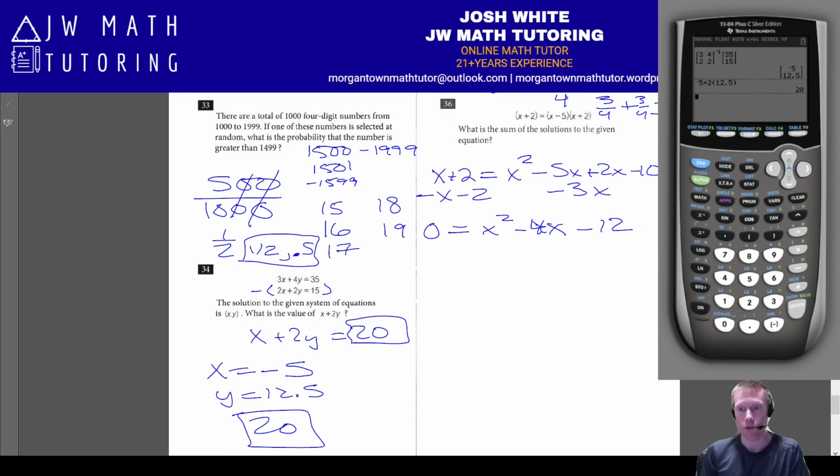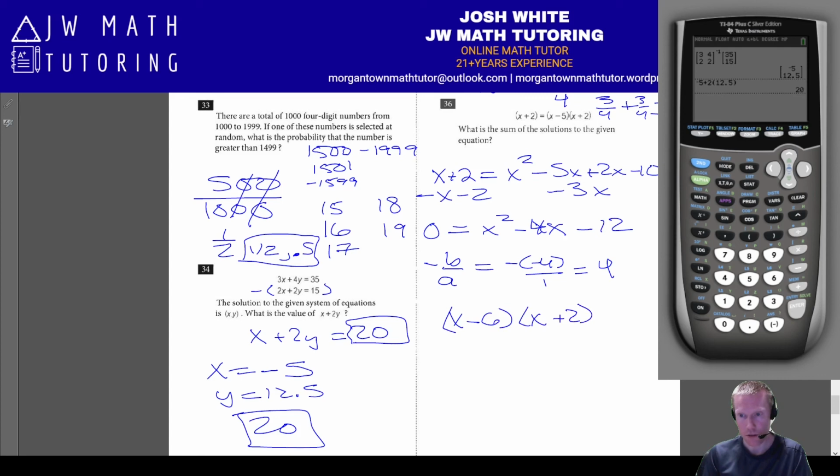So now you could also, again, use the shortcut formula, negative b over a, which is just going to be the opposite of negative 4 over 1, and that will equal positive 4. Or this one's easy to solve by factoring. It's going to be x minus 6 times x plus 2. So your two solutions are positive 6 and negative 2, and if you add those together, you get 4 as well. So what you would grid in here is just the number 4.